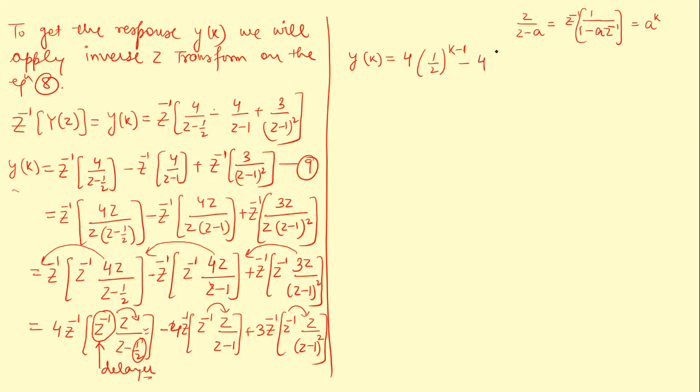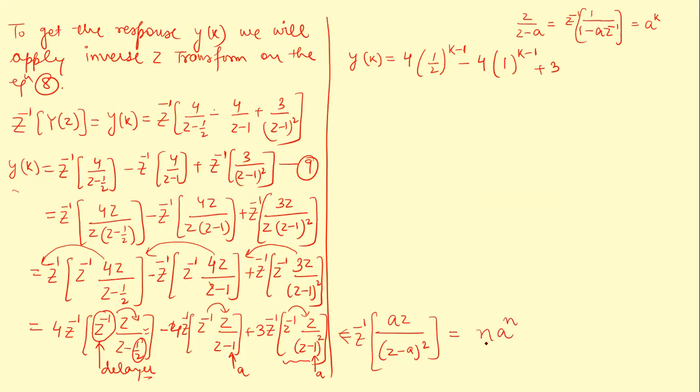Then minus 4, and here the value of a is this. Here the value of this is also a, right? So we'll see, now here 1 raised to the power k minus 1, right? Plus 3. Now let us come to this one. Now in this, if you see this equation, if we have a z by z minus a whole square, the inverse z transform of this is, let us say, n a raised to the power n, right?